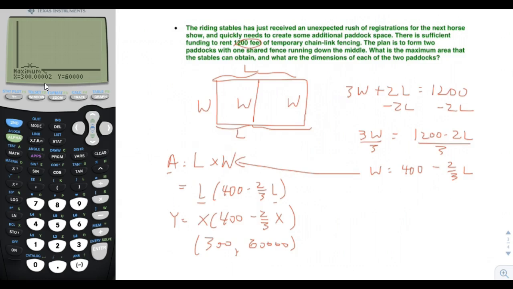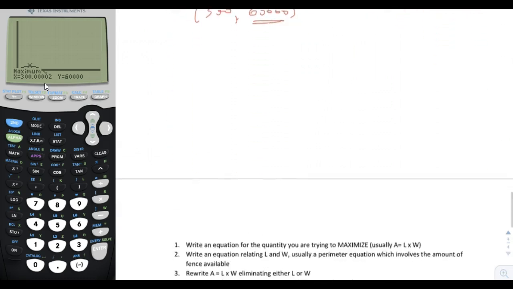And what if we want to know the dimensions of the paddock? We already know the area of the paddock. It's 60,000. The dimensions of the paddock, we know that the length is 300. What is the width? Hey, we can use this equation here. So it's 400 minus 2/3 times 300. 400 minus, and then this cancels with that, so it's 200 equals 200. Okay, so each W is 200. Each length is 300. Alright?